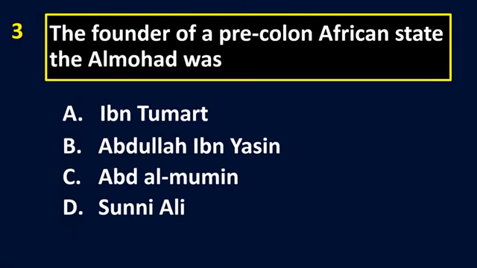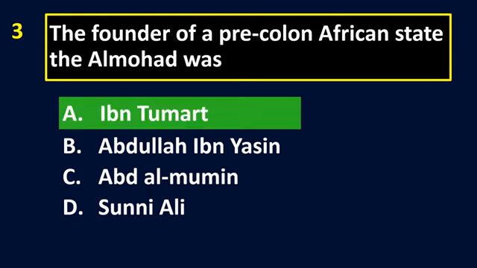3. The founder of a pre-colonial African state, the Almohad, was A. Ibn Tumurt, B. Abdullah ibn Yasin, C. Abdi al-Mamun, D. Sunni Ali. The answer is A. Ibn Tumurt.